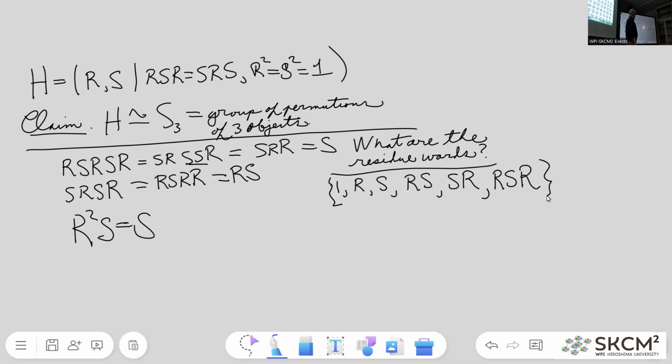And if you're not convinced from my speaking, stare at it yourself until you really are convinced. But you see, sometimes you have a presented group and you just start looking for the residue words and you find out you have a finite group. And that's great. If you have a finite group, you can really begin to think about it directly. Now, what about the products? Well, you see, you can make a multiplication table. R times S is RS. So let's try something. RS times SR is equal to the identity. So these two are inverses of one another.